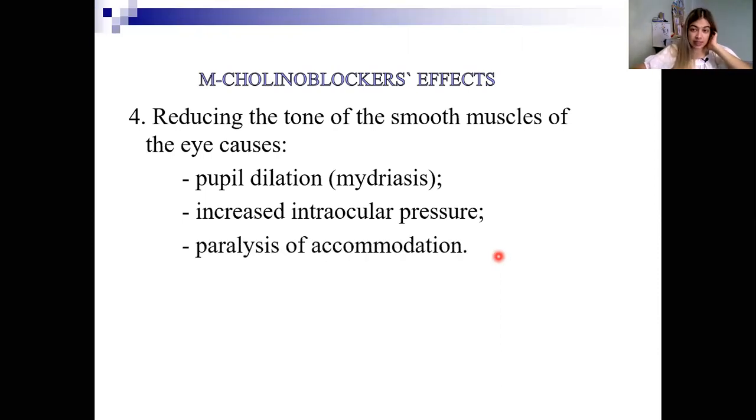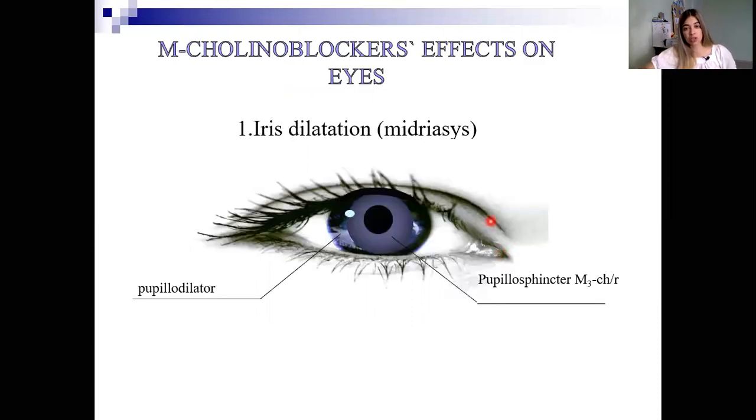Also, we have paralysis of accommodation. What I told you about spasm of accommodation, we can use M-choline blockers to make the paralysis. If there is spasm of accommodation, then your patient can see only in front of him, but not far away. But if you have paralysis of accommodation, this is the opposite. You can see far away, but you cannot see what is close to you. Okay, this is paralysis of accommodation. And here we can show it: the M-choline blocker gives you this effect, the dilation of the pupil.